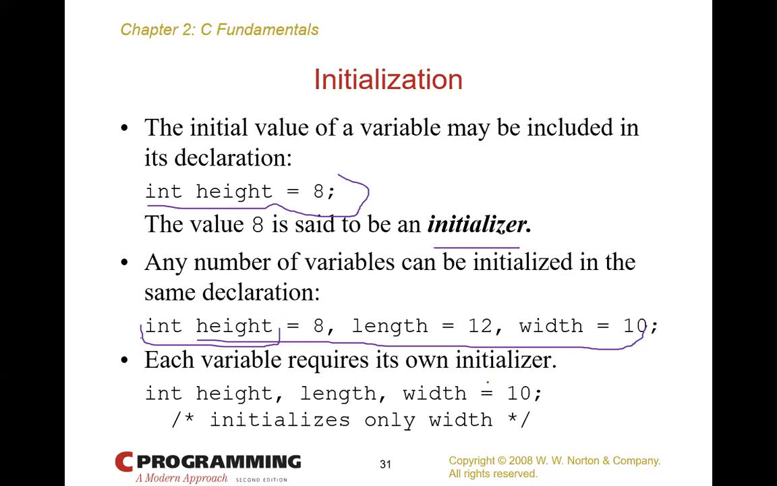Each variable requires its own initializer, so you cannot say that all of them are taking the value of 10. This is not right. I mean, there's a way to do this, but this is not the way to do it. If you want many variables to take just a single value, this is not how to do it. You cannot just separate them by comma. If you do this, only the one that is assigned 10 will get 10. All the rest will stay not initialized.